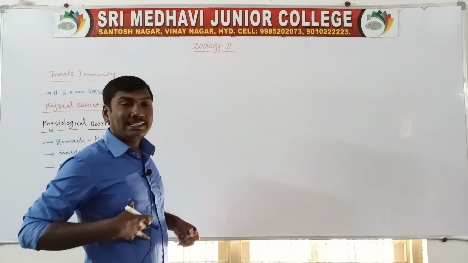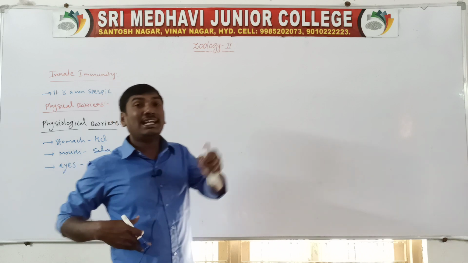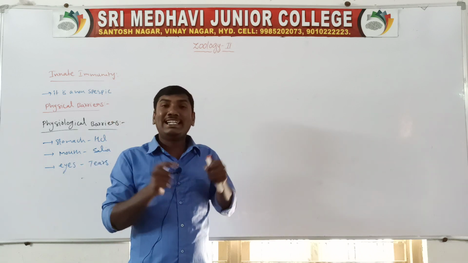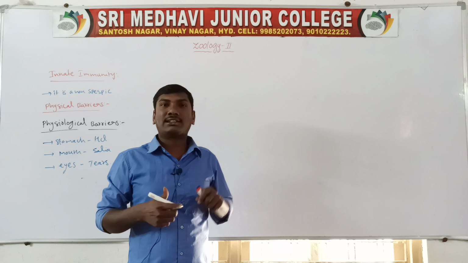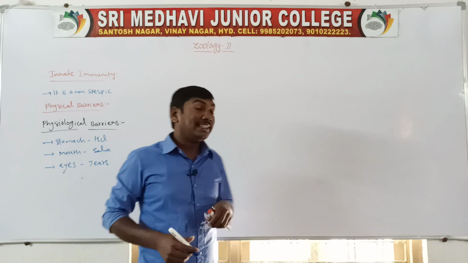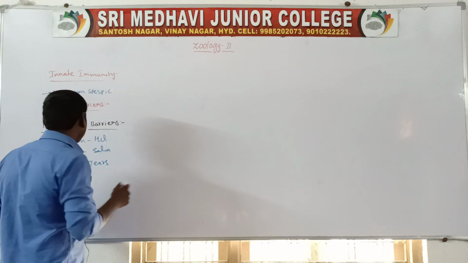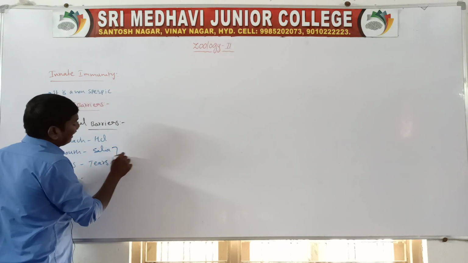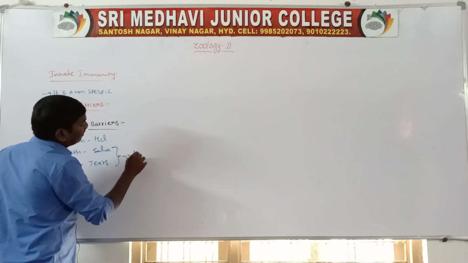The stomach contains HCl, hydrochloric acid. It is highly acidic, so it kills the bacteria in the stomach. Next, the mouth has saliva. The saliva contains the enzyme lysozyme. Saliva and tears contain the enzyme lysozyme.